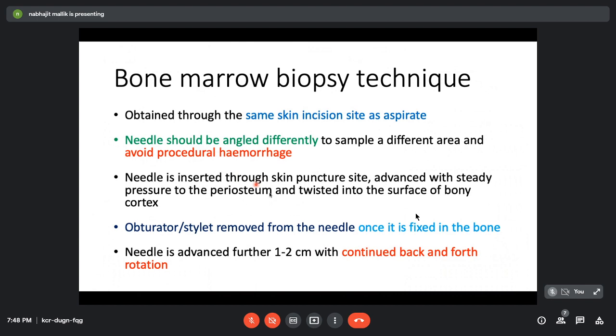Now the needle is inserted through the skin puncture site, and it is advanced with steady pressure to the periosteum and now twisted onto the surface of the bony cortex. Now once we twist it inside and it goes into the bony cortex, we remove the obturator that we talked about. We remove the obturator from the needle, but we do that only once the needle is fixed in the bone. Now when the needle is fixed in the bone and we have removed the stylet, then we further advance the needle for 1 to 2 centimeters with a continuous to and fro, back and forth rotatory movement while applying steady pressure.